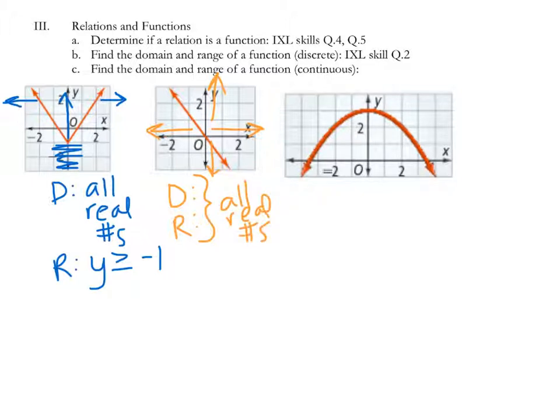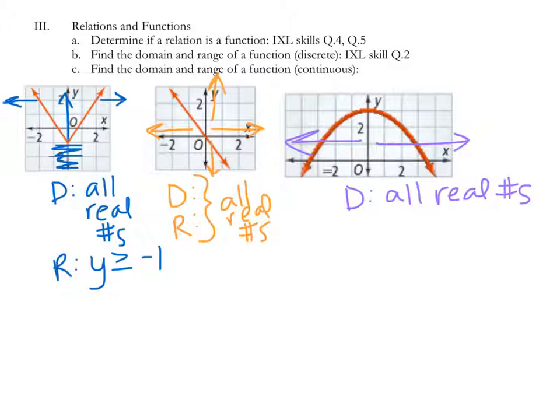All real numbers. And the last one we have here is a parabola. On this parabola, again, x goes forever to the left and forever to the right, so our domain is all real numbers. Now, it makes sense for all of these to have a domain of all real numbers, because when you have a continuous function, most of the time, its domain is going to be all real numbers.